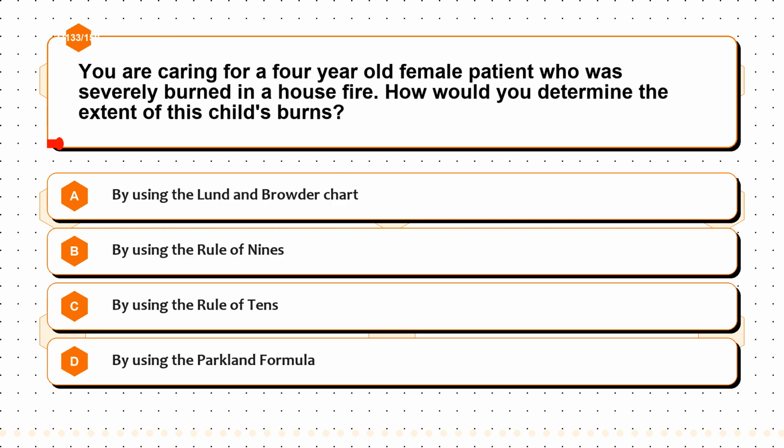Question 133. You are caring for a 4-year-old female patient who was severely burned in a house fire. How would you determine the extent of this child's burns? Here are the options. Option A, by using the Lund and Browder chart. Option B, by using the rule of nines. Option C, by using the rule of tens. Option D, by using the Parkland formula.